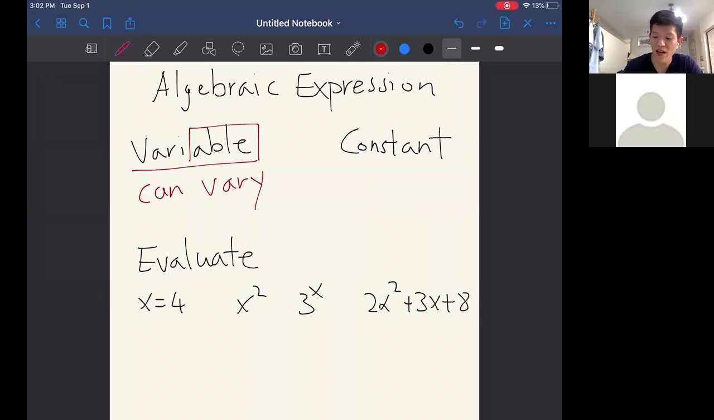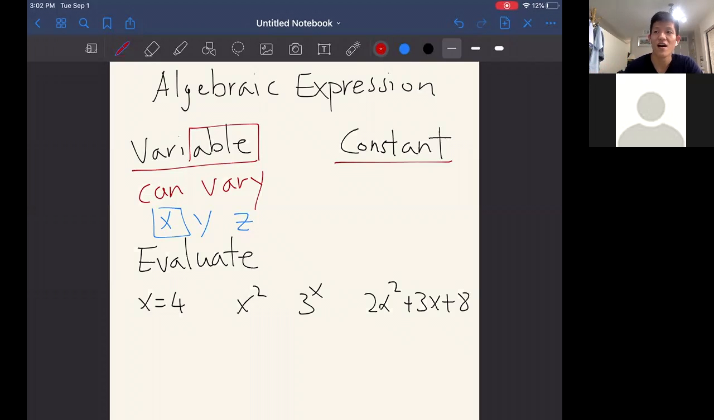In math, we have an alphabet to denote this. For example, X or Y or Z or A, B, C, D, E, F, G, H, I, J, K, L, M, N, O, P, any alphabet works. We use alphabet to denote variable. Now, what does this mean? It means we don't know, if we have X, we don't know what X is equal to. It could be 1, it could be 2, it could be 3, it could be 4, it can vary. Any number, we don't know. So we write an alphabet, okay? That's variable.